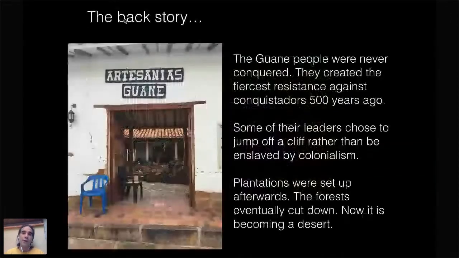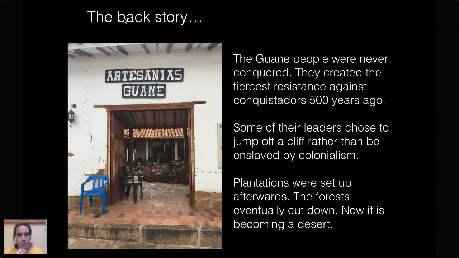Before we get into that, though, I want to tell you a little bit of the story of this place. Like most places before colonialism, it had indigenous culture. The people living here were called the Guane people. These people have an amazing story because they were never conquered. They were actually driven to extinction. And they created some of the fiercest resistance to the conquistadors in all of this region in Colombia.